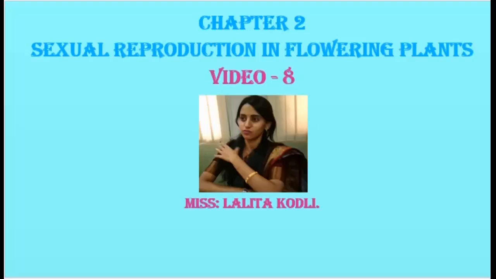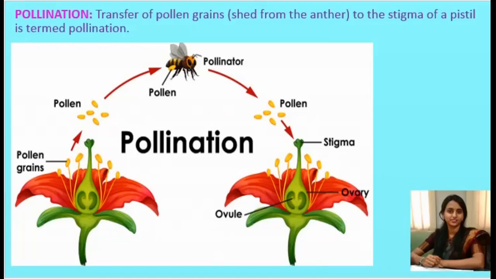Let us continue with chapter 2, that is sexual reproduction in flowering plants. This is the 8th video from this chapter, and in this video let us learn about pollination, then different types of pollination and the conditions which are required for the various types of pollination. First, let us try to understand what is pollination. Pollination can be defined as the transfer of pollen grains from anther to the stigma.